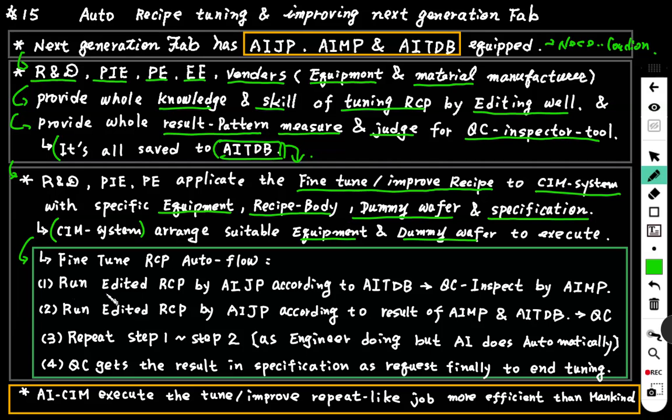Step 1. Run the edit recipe. The recipe is edited by AIJP, edited according to AITDB. After running the dummy wafer with the edited recipe, QC inspects the result by AIMP system.